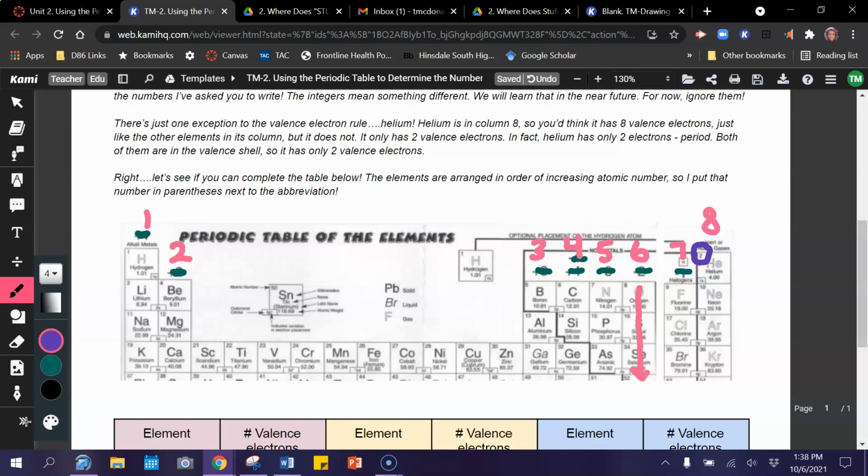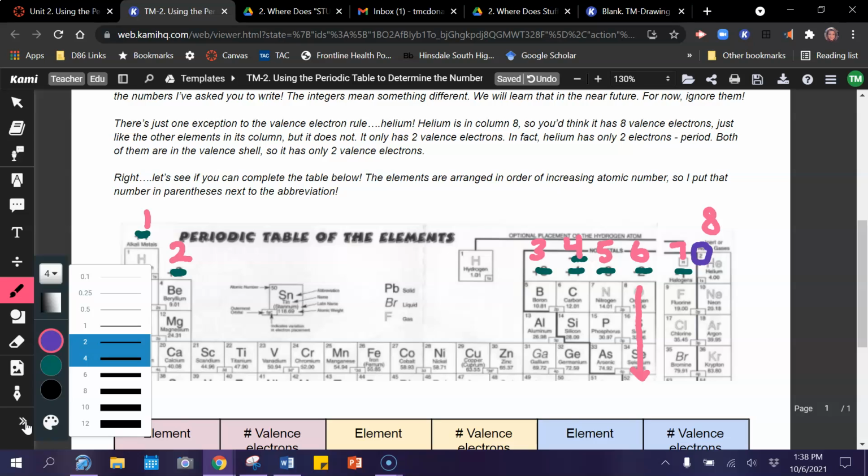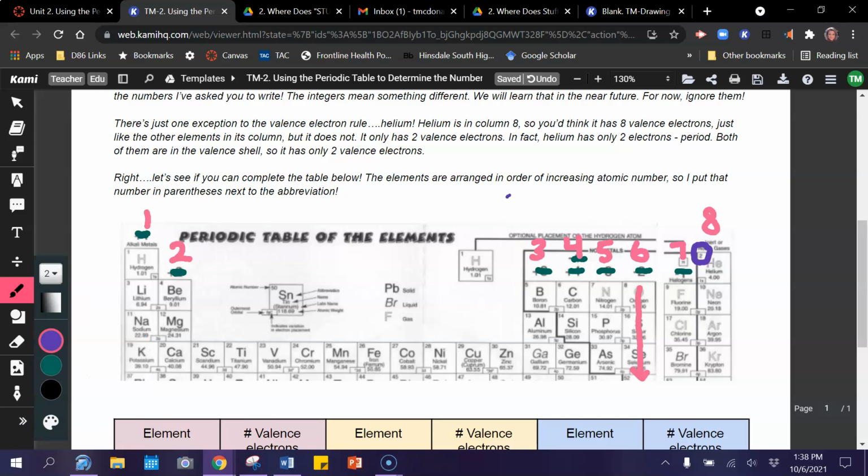So let's draw a quick Bohr model for helium. We have 2 protons for helium, and because there are 2 protons, we know that there are also 2 electrons. So there's a Bohr model for helium.